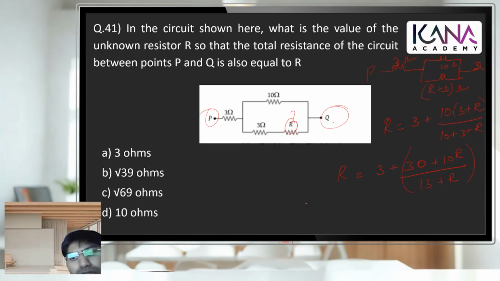So further it can be simplified as R equals (69 plus 13R) by (13 plus R). So this can be written as 13R plus R square equals 69 plus 13R. Further simplifying, we get R as root of 69 ohms.